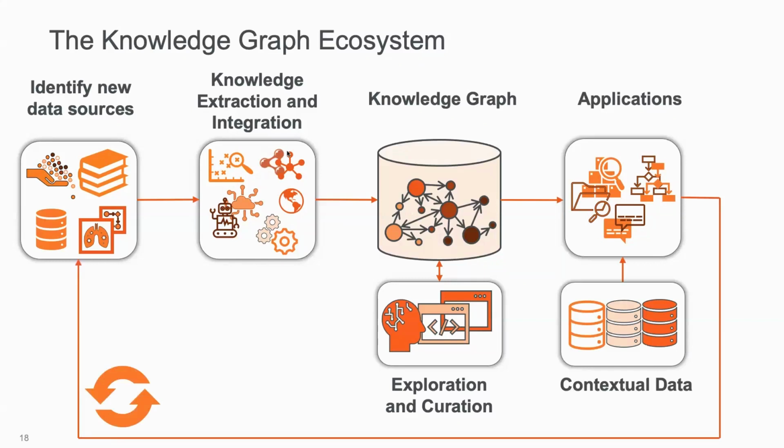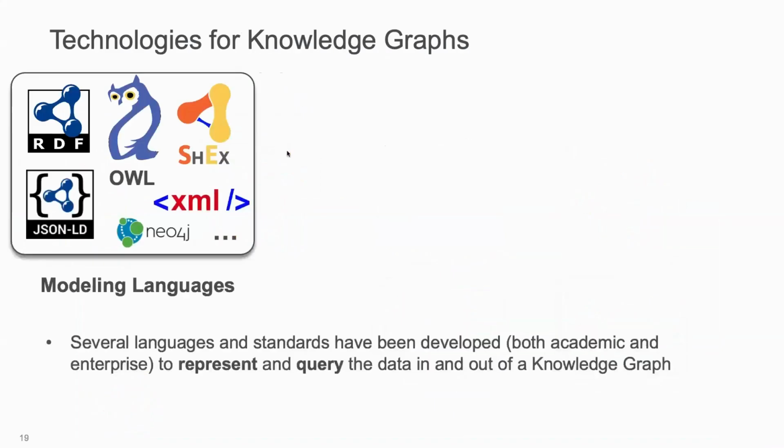And this is an iterative process. Depending on your application and its requirements, you might always want to go back and identify new sources of knowledge that need to be processed in your knowledge extraction and integration pipelines, stored in your knowledge graph, and made available through the application. And for all of these different components in this ecosystem, there are several different tools, technologies, and methods available for creating the knowledge graph.